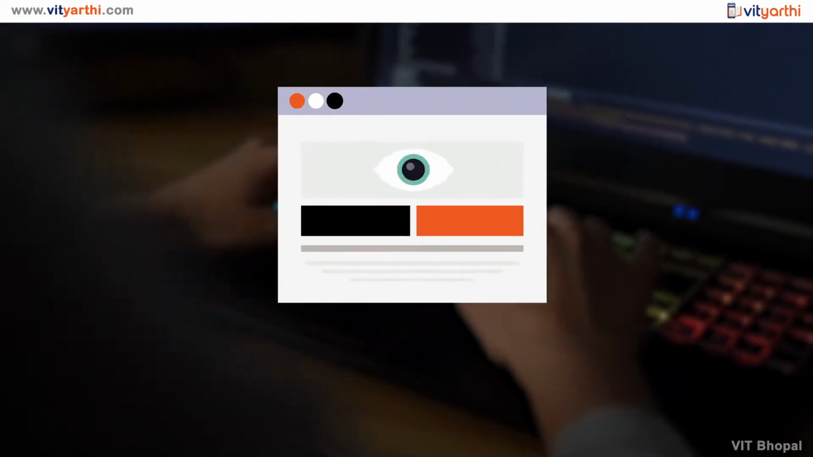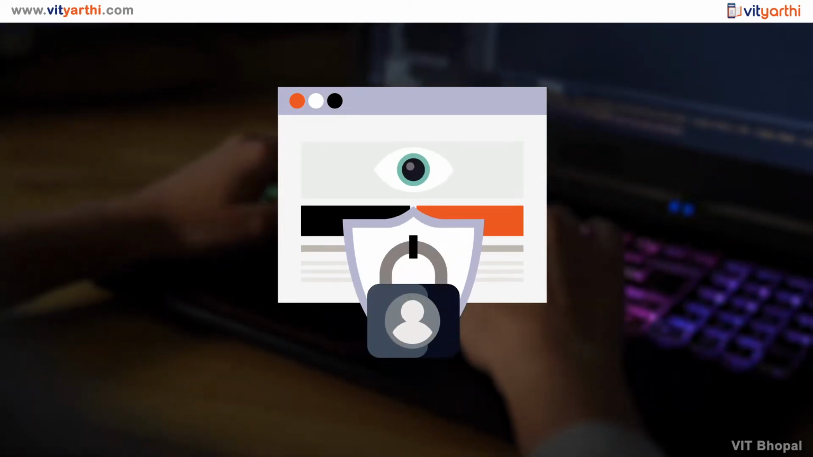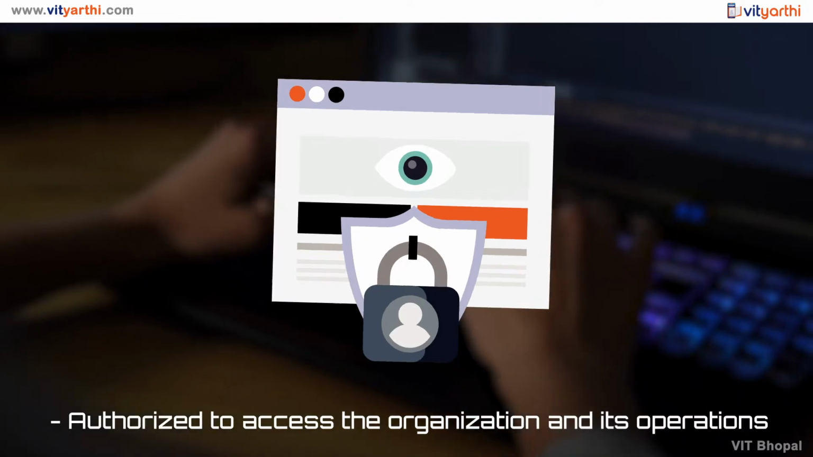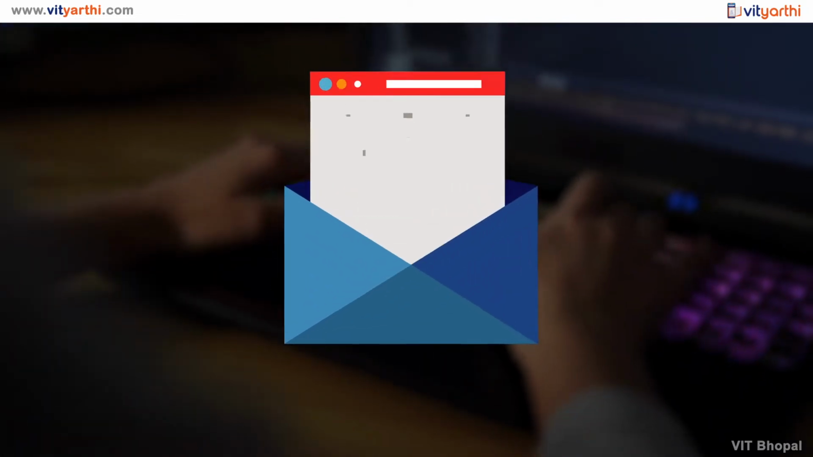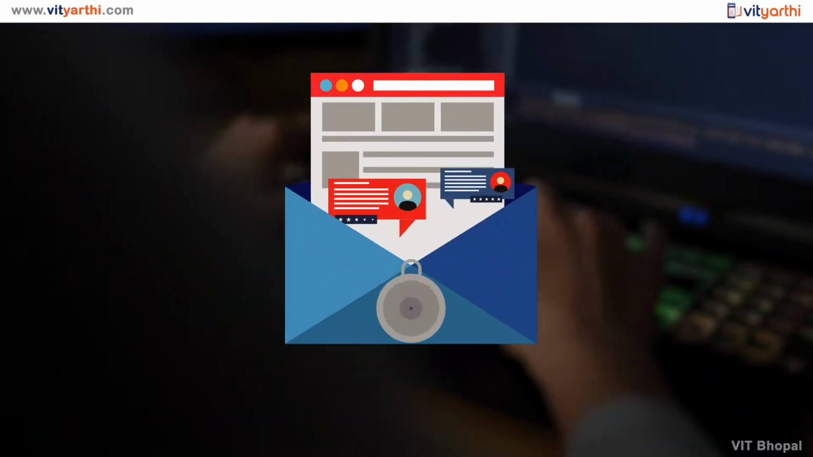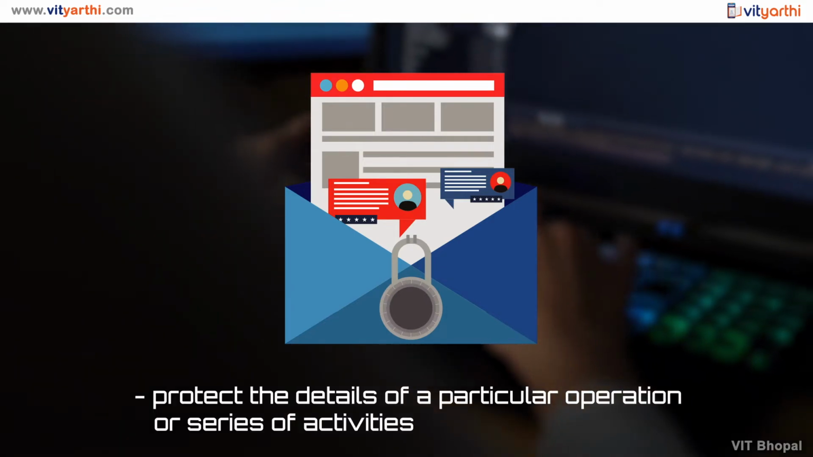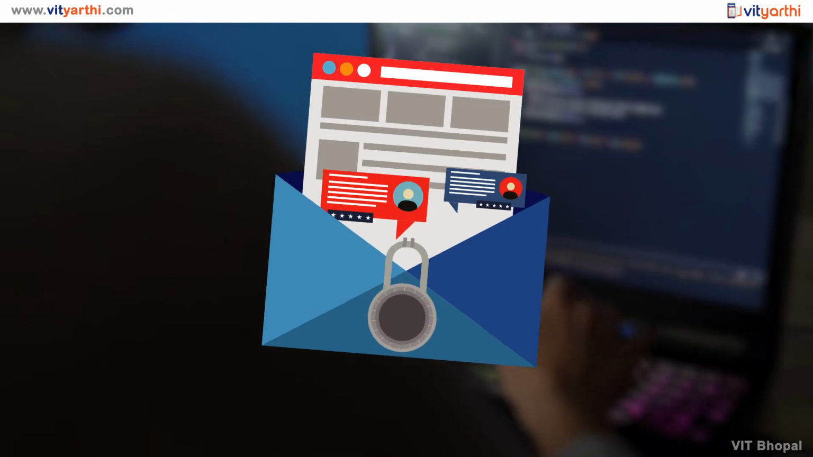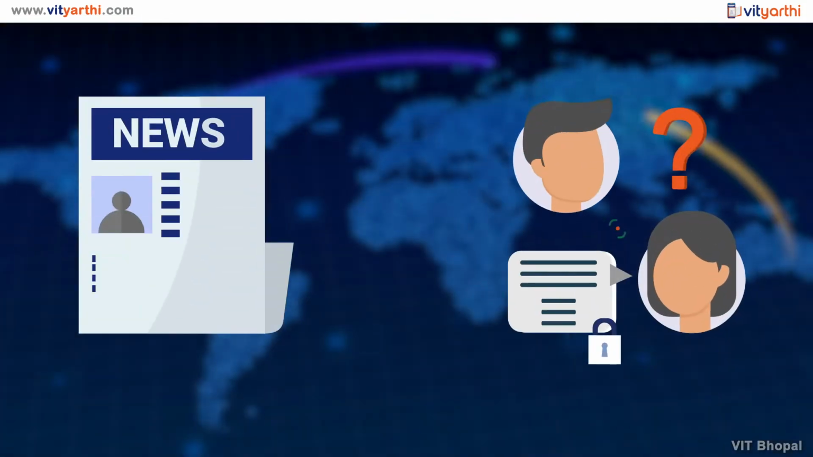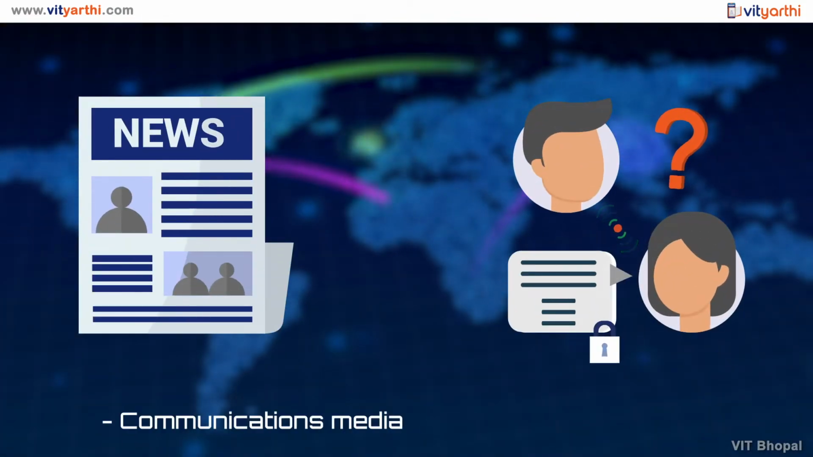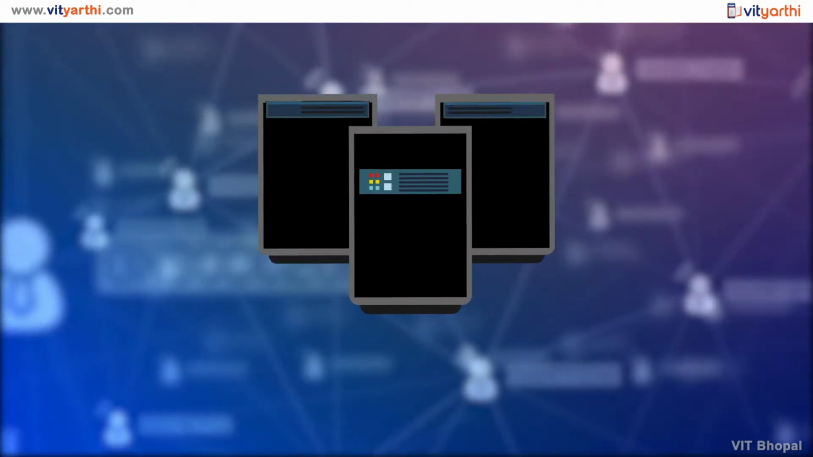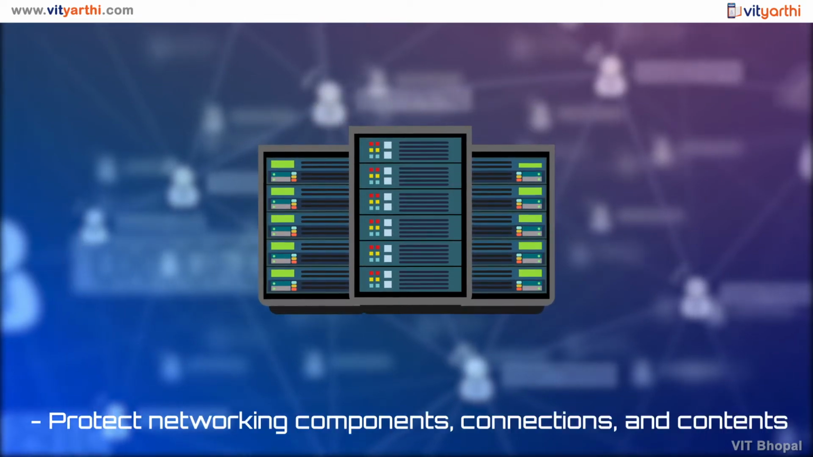Number 2, personal security, to protect the individual or group of individuals who are authorized to access the organization and its operations. Number 3, operation security, to protect the details of a particular operation or series of activities. Have some confidential team and carry it out. Number 4, communication security, to protect communications, media, technology, and content. Number 5, network security, to protect networking components, connections, and contents.